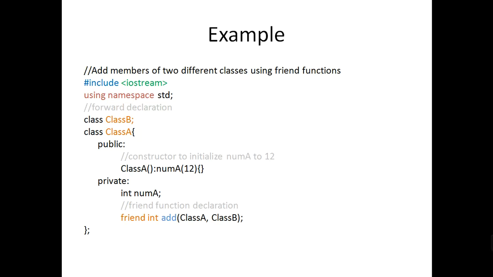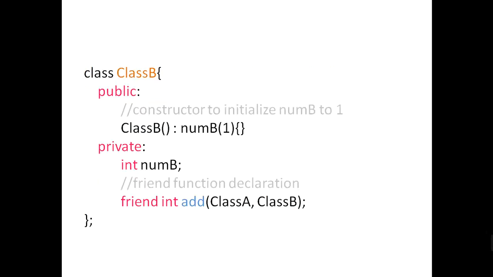So the friend function can access class A and class B private and public data members. That is the meaning for class A and class B. There are two arguments. Here in class A, you can declare number A, which is 12.